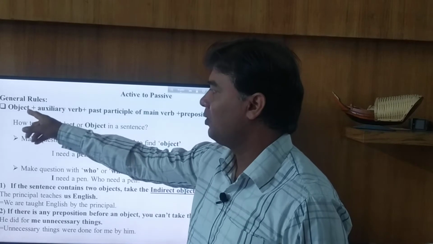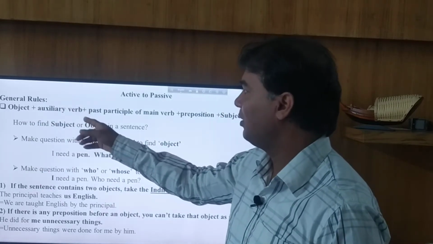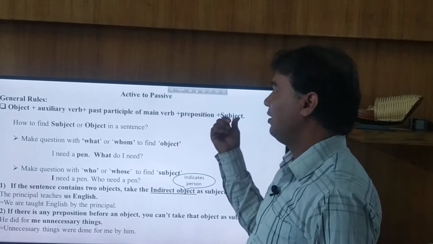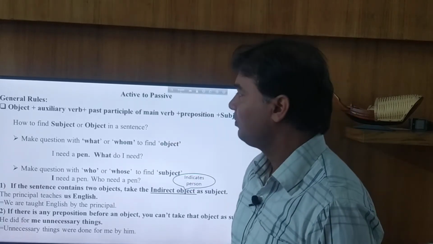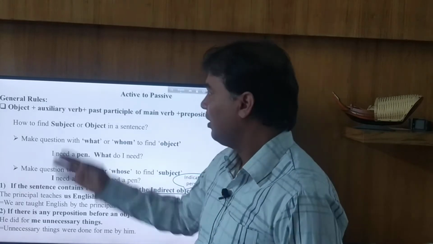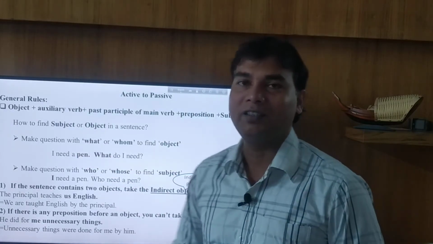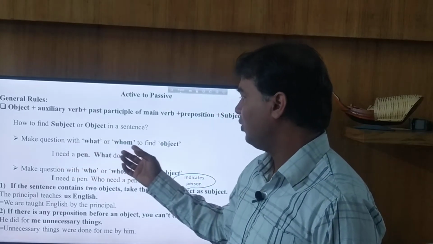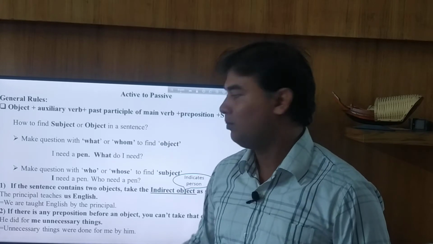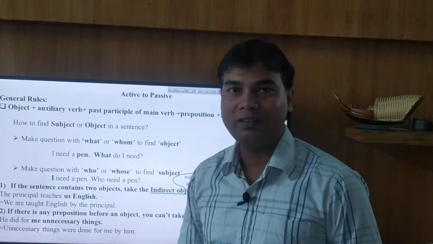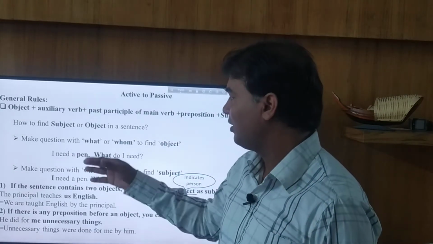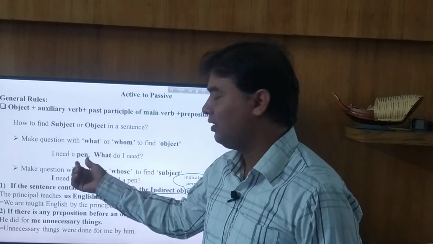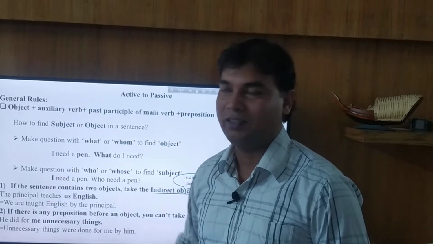First of all, you need to write object, then auxiliary verb, then past participle of main verb, then preposition, and then subject. Okay. Now the question arises, how to find subject or object in a sentence? Okay, this is very easy. Make a question with what or whom to find object. For example, I need a pen. This is a sentence. Now make a question. What do I need? The answer is pen. So pen is the object in this sentence.